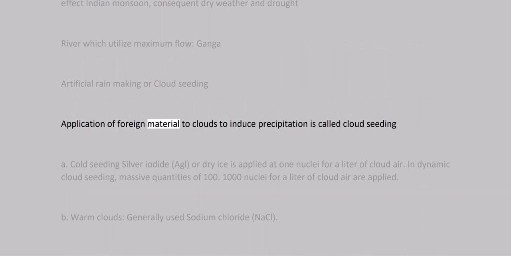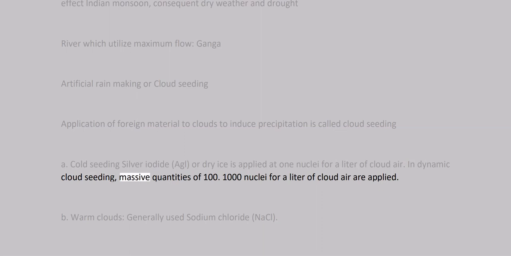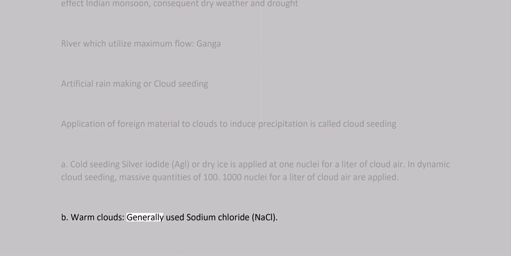Artificial rain making or cloud seeding: application of foreign material to clouds to induce precipitation is called cloud seeding. A. Cold seeding: silver iodide, AgI, or dry ice is applied at 1 nuclei for a liter of cloud air. In dynamic cloud seeding, massive quantities of 1,000 nuclei for a liter of cloud air are applied. B. Warm clouds generally use sodium chloride, NaCl.